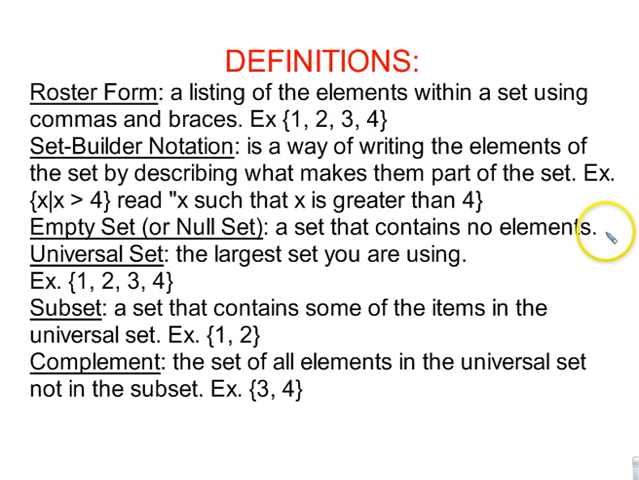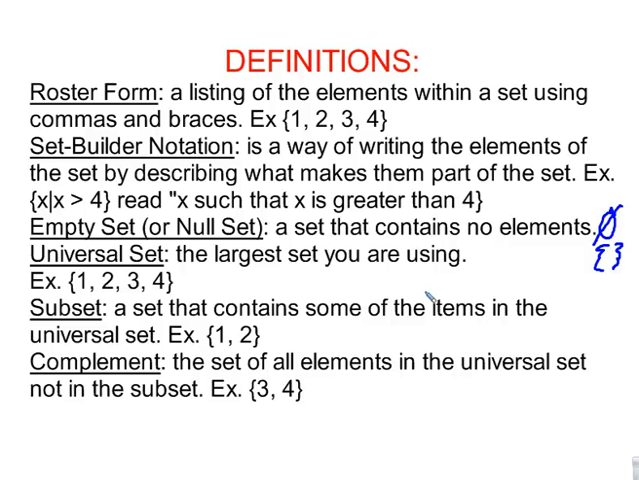And then we have different types of sets. We've got the empty set or null set. It's a set that contains nothing, okay? And it looks like this or like this, where we put our braces but we put nothing inside of it. Okay. The universal set is the largest set that we're using. Okay. And I made an example we're using in roster form: 1, 2, 3, 4.